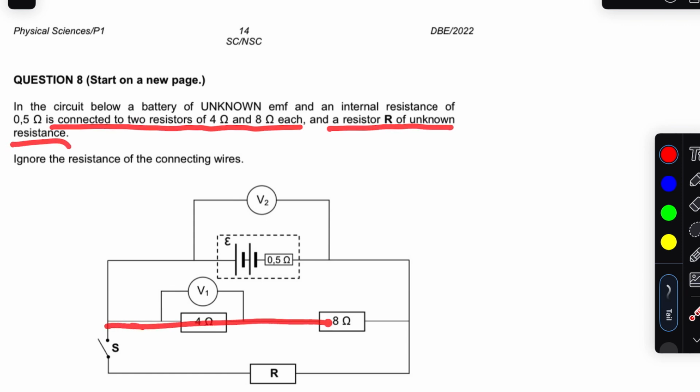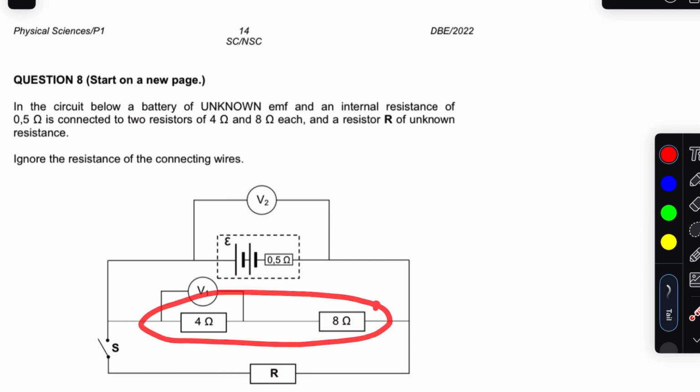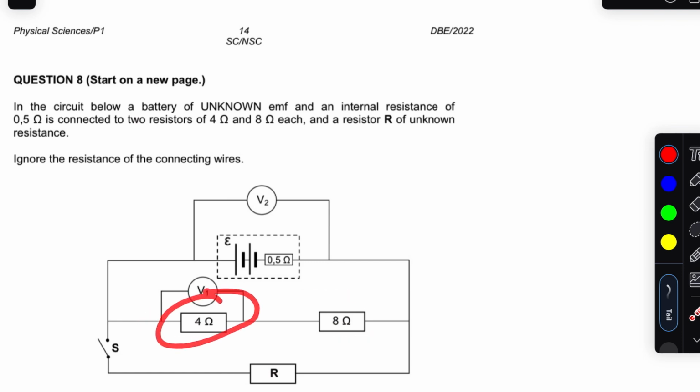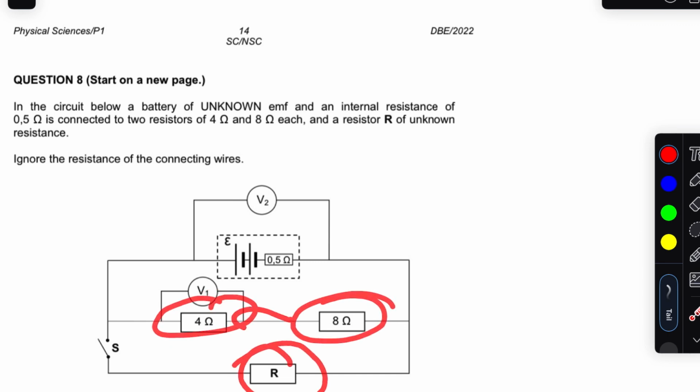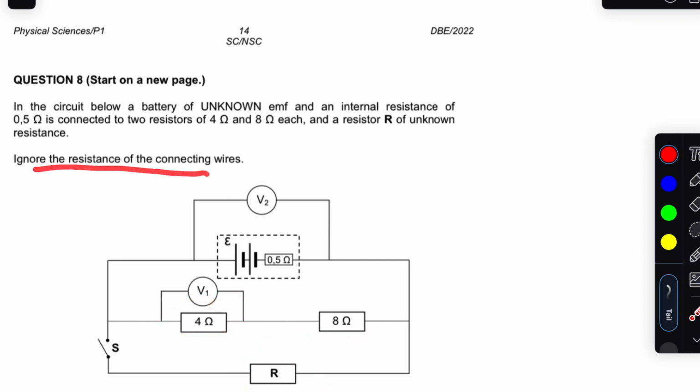If you look there, we have two lines that are parallel, and we have a series in one line, which is the 4 ohm and the 8 ohm resistor. The combination of the 4 ohm and the 8 ohm resistor is parallel to R. Ignore the resistance of the connecting wire.